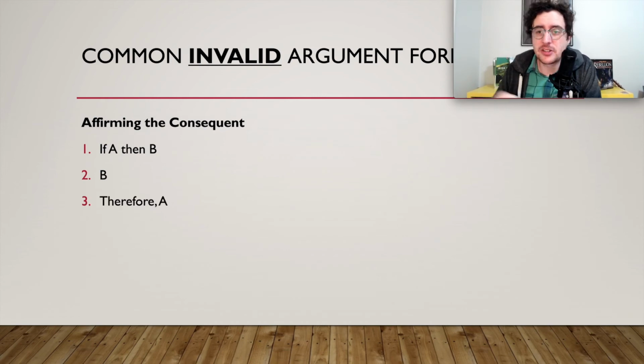The reason this is called affirming the consequent is because, remember, the then part of a conditional statement is called a consequent. And so the first premise gives us the conditional, and then the second premise affirms. It says that the consequent is true, and then it thereby concludes that the antecedent is true.